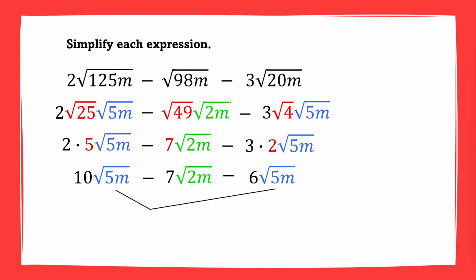The first and the third terms have the same radical, so we can combine them. Subtracting 10 by 6, we get 4 root 5m. Then bring down minus 7 root 2m. This is the expression in simplest form.